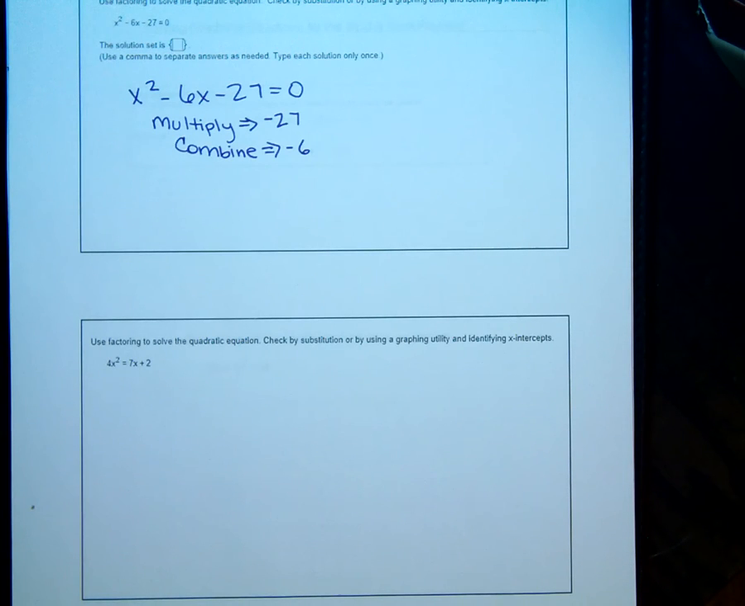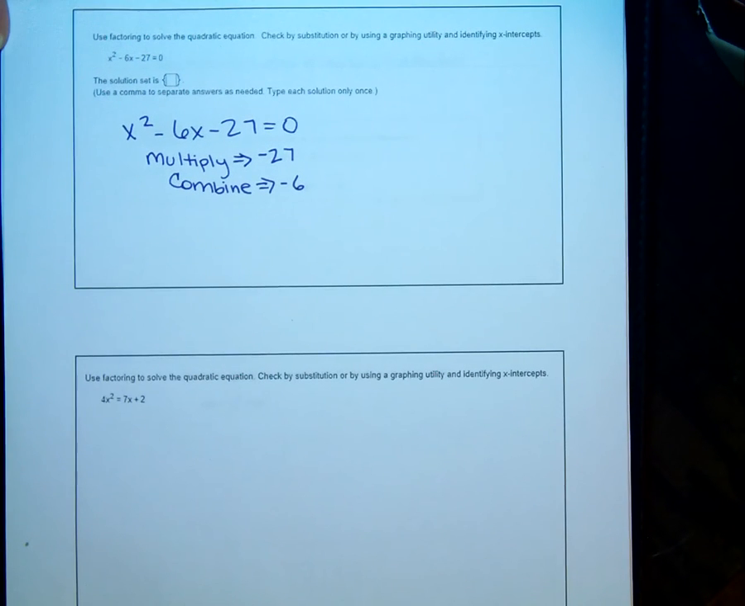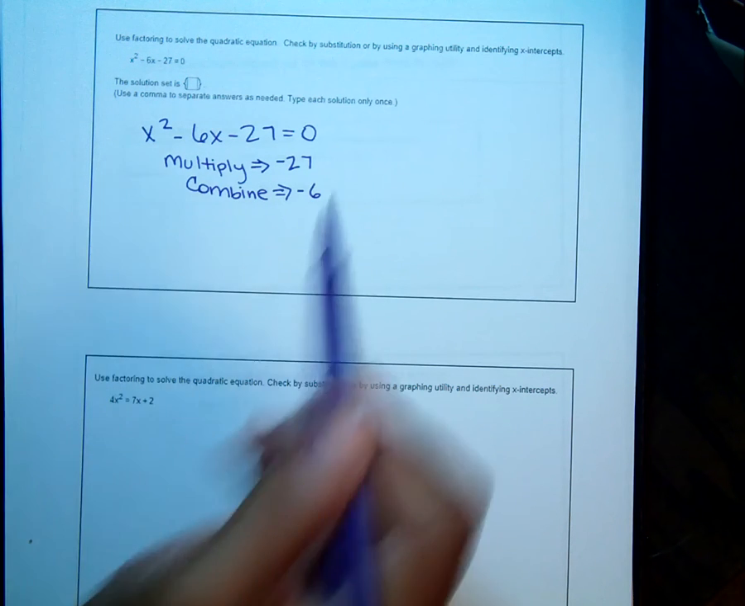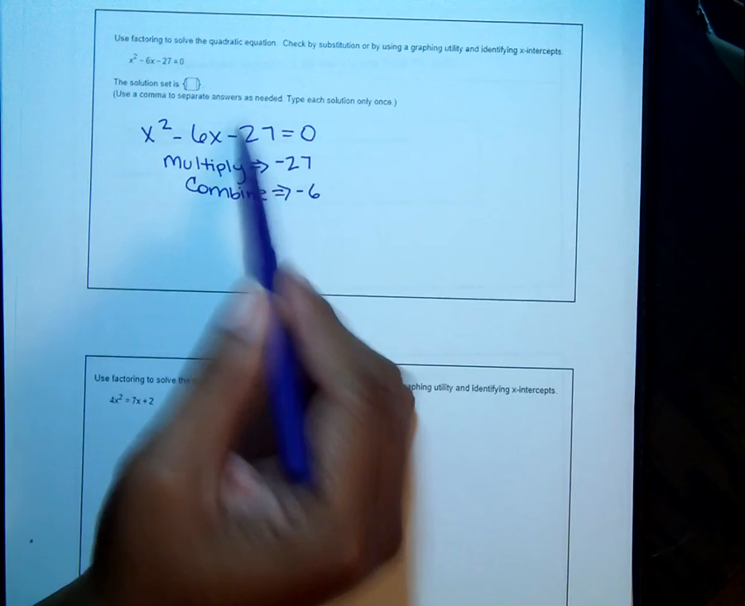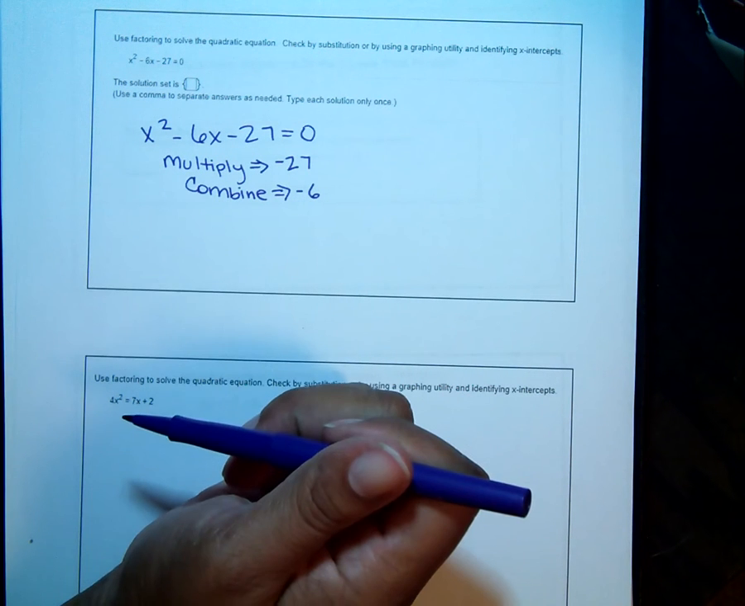Okay, so here you go. It says use factoring to solve the quadratic equation, and check by substitution or by using a graphing utility and identifying the x-intercepts. So here's our equation: x squared minus 6x minus 27 equals 0. We have to factor it. When you're factoring, you're trying to figure out what multiplies to give you this negative 27 and what combines to get you that bx, that negative 6.